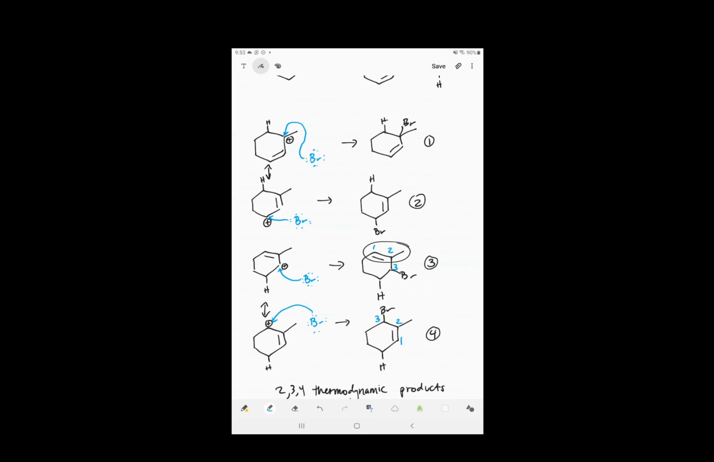Here, let me help you out. Are they the same? They're the same, indeed. So, just the way I've arbitrarily numbered them. If I do that, we see that these are the same. We have a bromine next to a methyl that has a double bond within the cyclohexene. There. They're in fact the same.